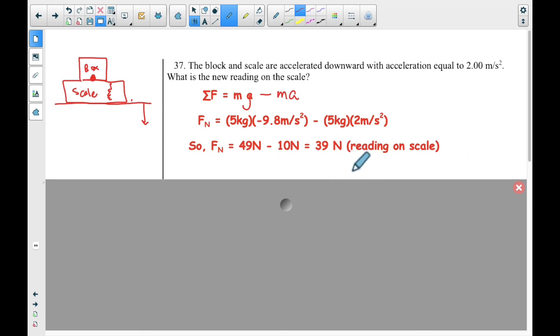All right, that is going to wrap up our discussion of normal forces and weight and tension and apparent weight, and we'll hopefully get to do some lab activities in class.